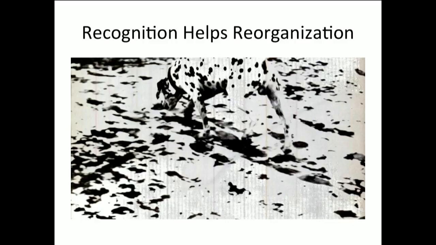Okay, where is the dog? Where is the head of the dog? Is it on the right or the left? So this is like the head of the dog, and this is one leg, another leg, and so on.